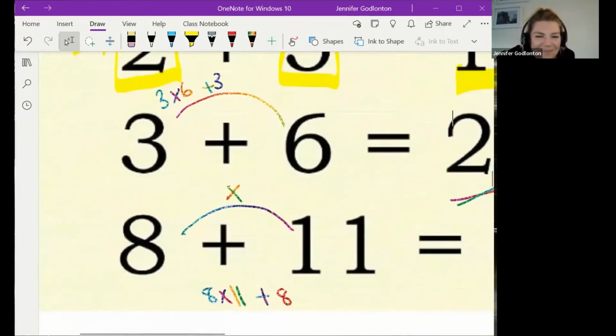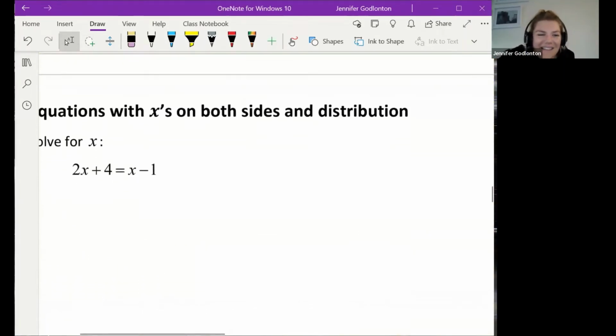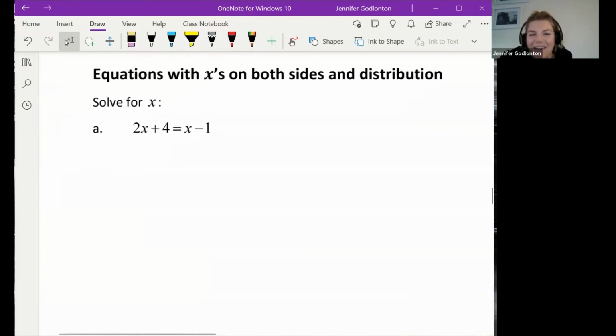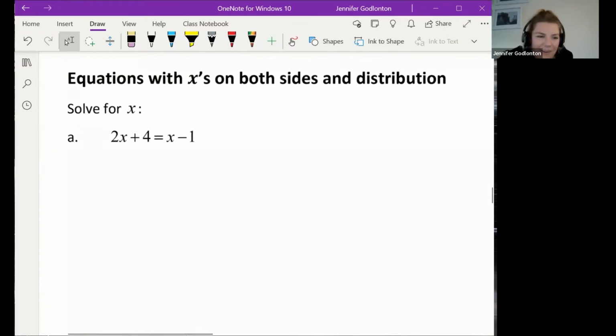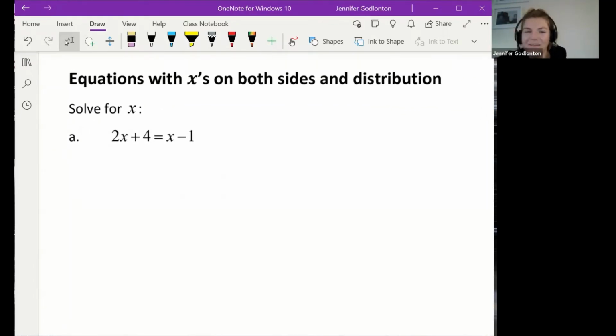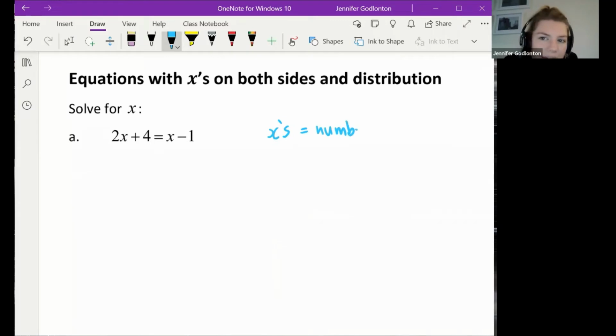Okay. All right. So let's move into where we have x's on both sides of the equation. Now, when we have x's on both sides of the equation, we don't panic. All we have to think about is we want to have x's on one side, and then we want to have numbers on the other side. Wherever we have an x, we want to move it onto the same side, and where we have numbers, we want to group them.